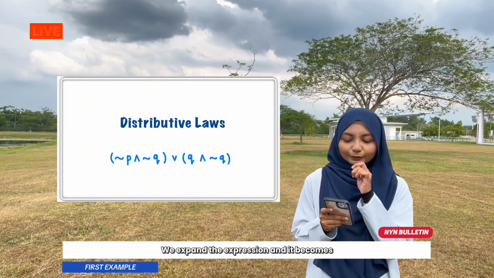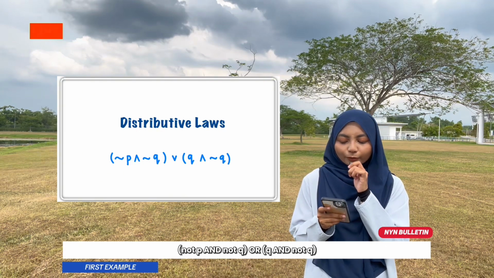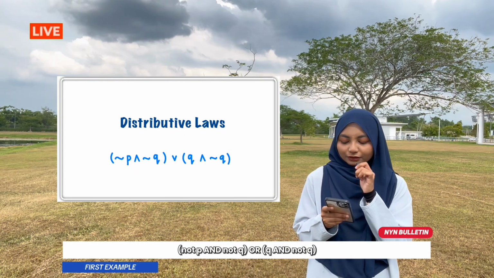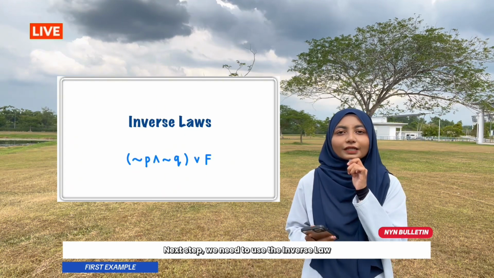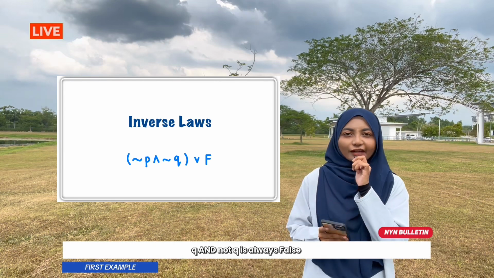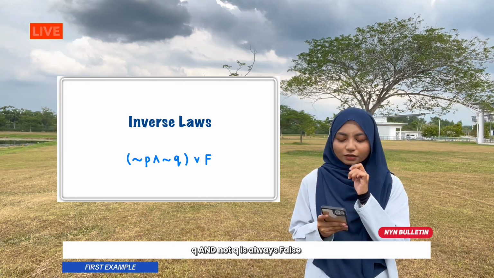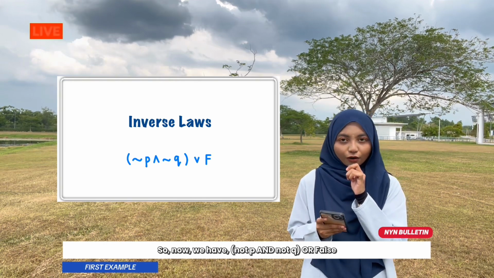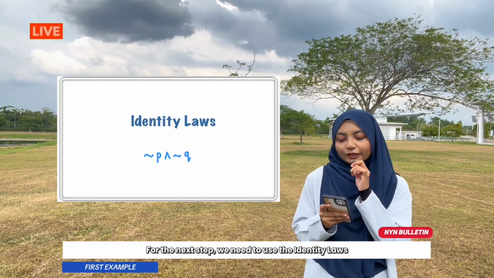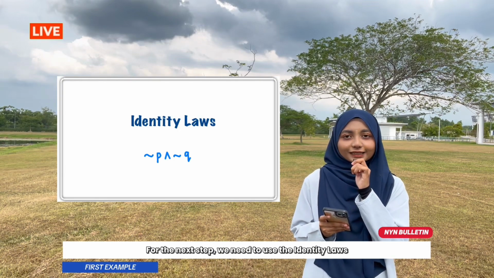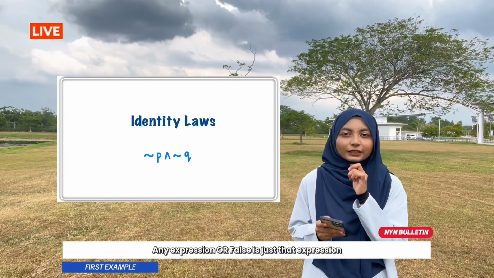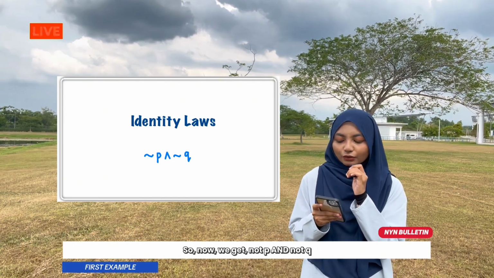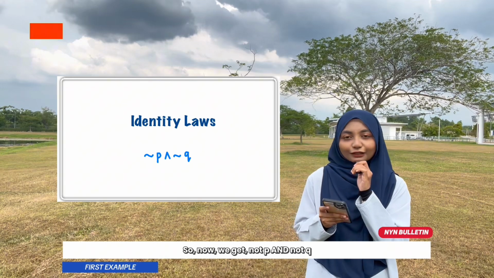We expand the expression and it becomes (not P and not Q) or (Q and not Q). Next step, we need to use the inverse law. Q and not Q is always false. So now we have (not P and not Q) or false. For the next step, we need to use the identity law. Any expression or false is just that expression. So now we get not P and not Q.